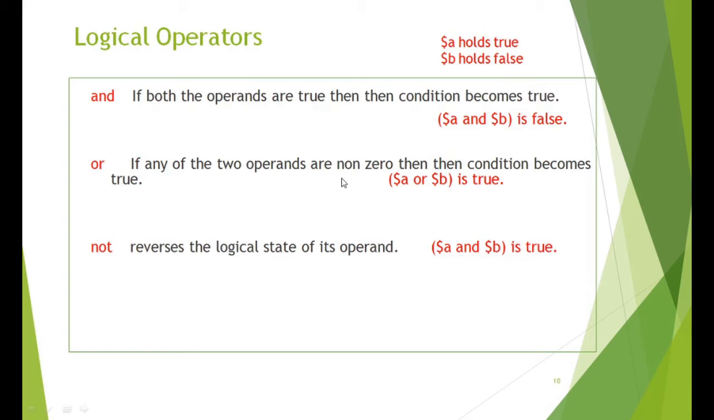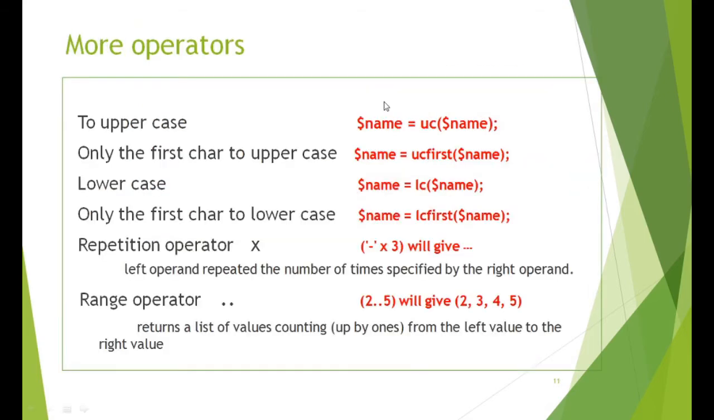For OR operator, if any one of the operand is true, you get a true value. Not will be reversing the logical state of the operand. Some more operators are given. UC for converting to uppercase. UC first will convert the first character to uppercase. LC will be lowercase. LC first will be converting the first letter to lowercase.